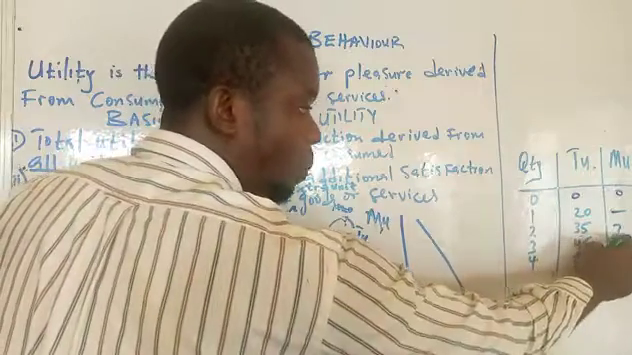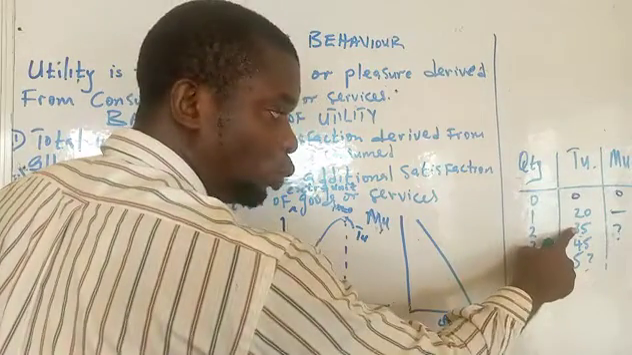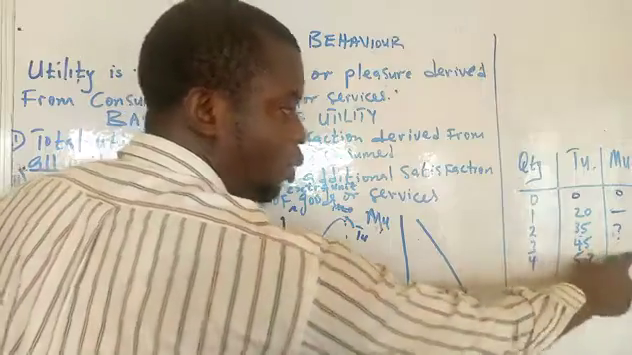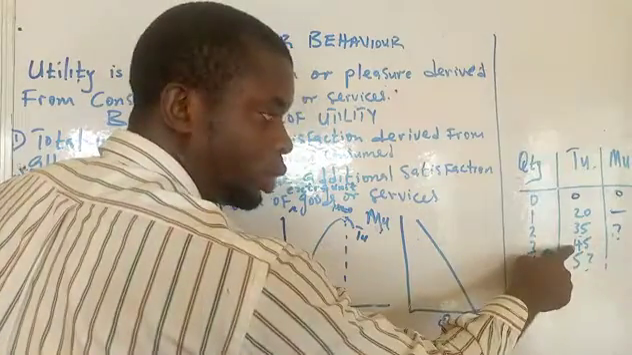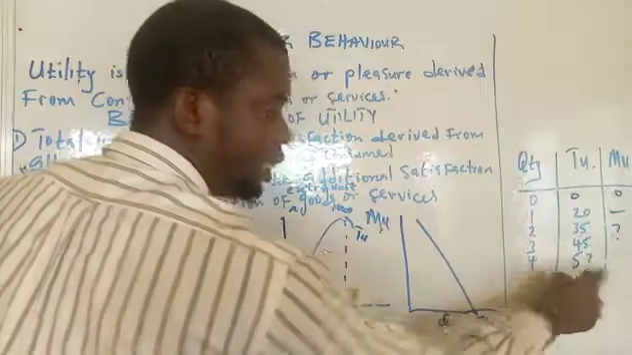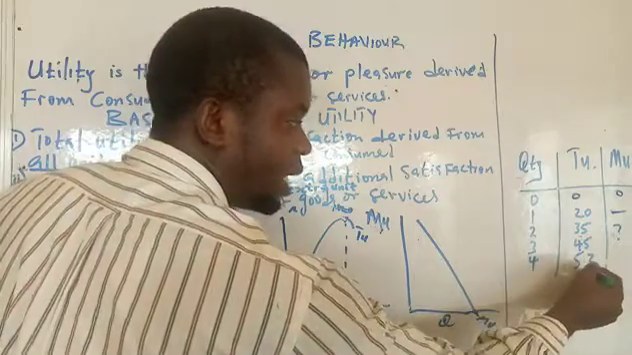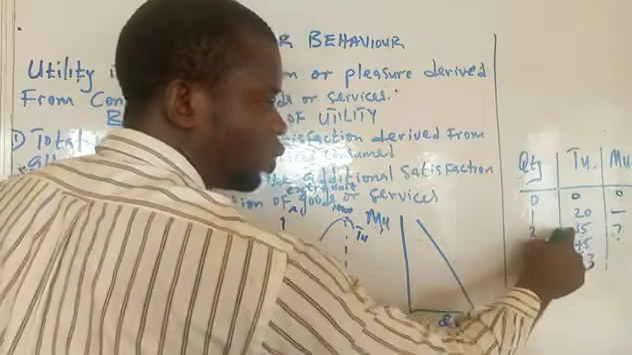If you are looking for marginal utility here, this will be your TU2, total utility 2. If I'm looking for marginal utility here, this will be TU2. Do you understand that? So now we are looking for this marginal utility, this is going to be our TU2.